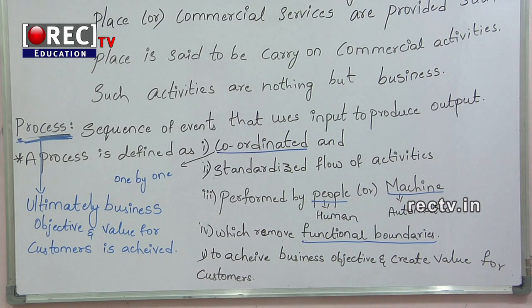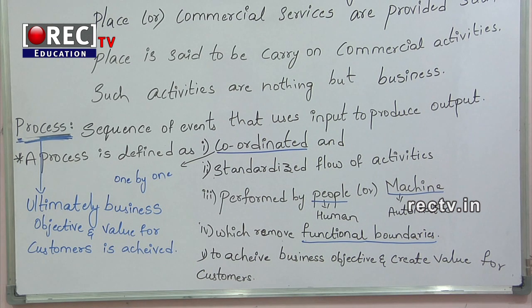Let us see the technical definition of the process. A process is defined as a coordinated and standardized flow of activities performed by people or machines which removes functional boundaries to achieve business objectives and create value for customers. I know you people are getting confused seeing this definition. Let me make this definition clear.